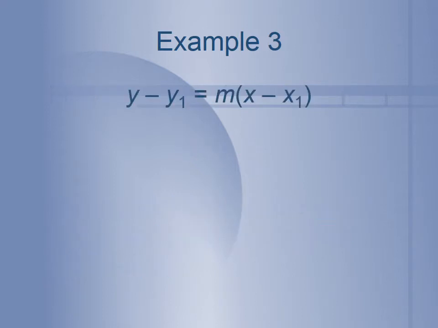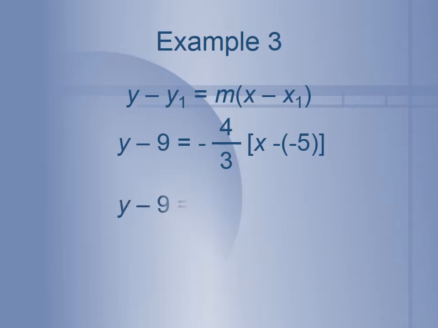So we're going to use our point-slope form, which is y minus y1 equals m times x minus x1. So we know that our m is -4/3, and they said to use the point (-5, 9). So we're going to let -5 be our x1 and 9 be our y1. So now all we have to do is clean this up, and we will get the equation of the line that's parallel to the original equation that had the slope of -4/3.